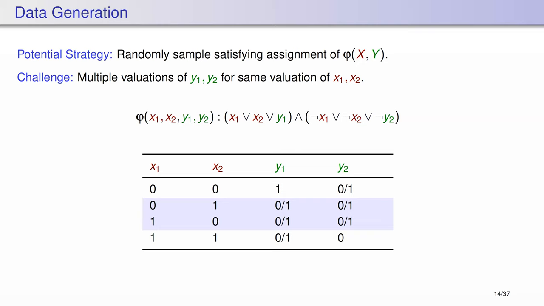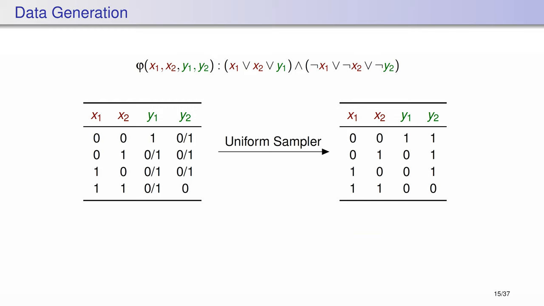If you were to just randomly sample, then a uniform sampler may output something like this. Wherever it could take 0 or 1, it might choose 0 with probability half, and so on for y2.